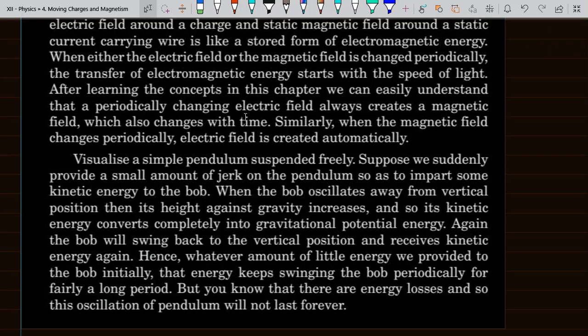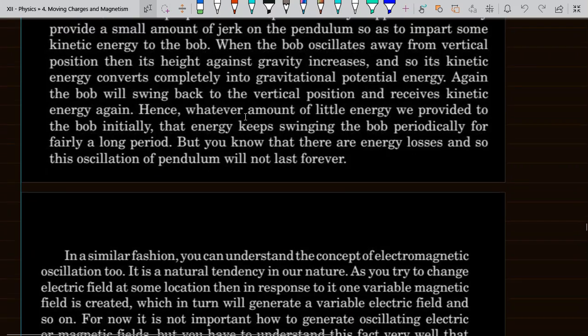Visualize a simple pendulum suspended freely. Suppose we suddenly provide a small amount of jerk on the pendulum so as to impart some kinetic energy to the bob. When the bob oscillates away from the vertical position, then its height against gravity increases. So its kinetic energy gets converted into gravitational potential energy. Again, the bob will swing back to the vertical position and receive kinetic energy again. Hence, whatever little energy we provide to the bob initially, the energy keeps swinging the bob periodically for a fairly long period of time. But you know that there are energy losses, and so this oscillation of pendulum will not last forever.